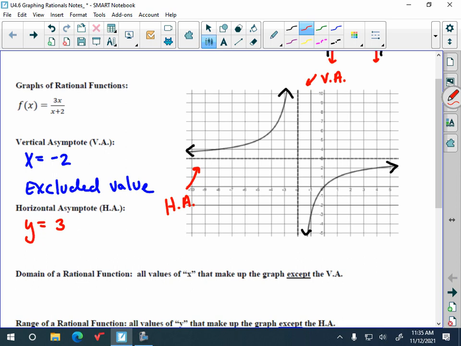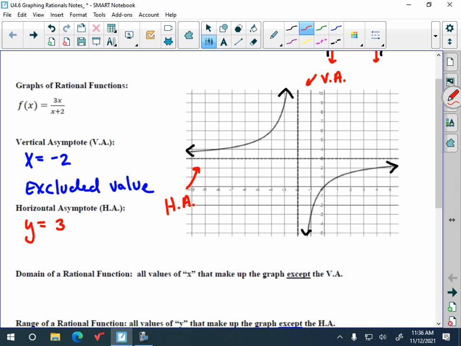And if you divide 3 divided by 1, you get 3. So that's really good. So this 2 right here doesn't have anything to do with the horizontal. It's only the coefficients in front of the x. All right, so we've got the vertical asymptote, we've got the horizontal asymptote.